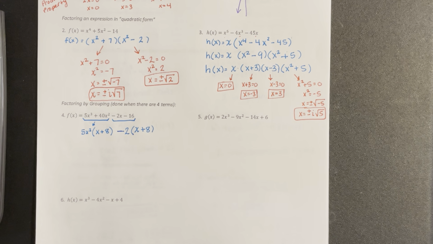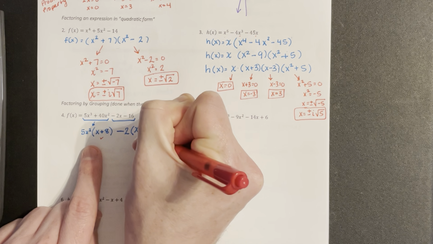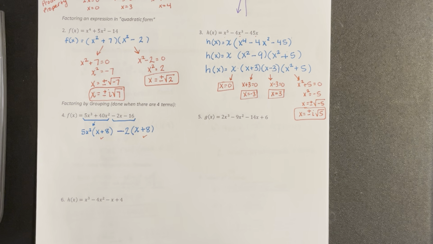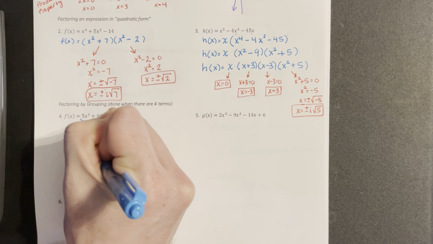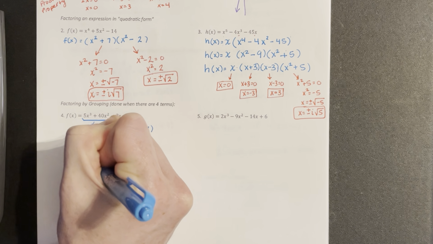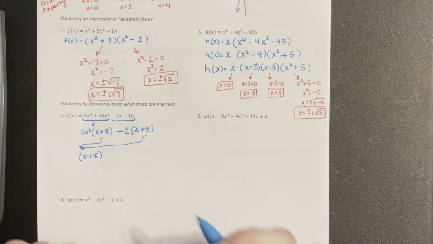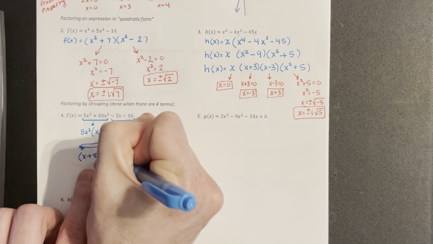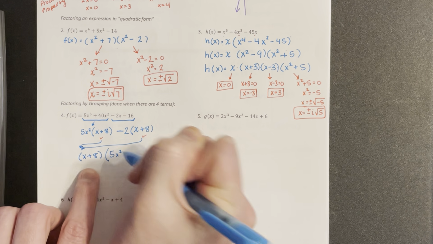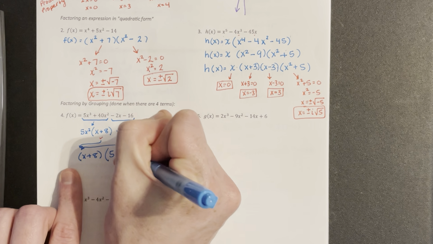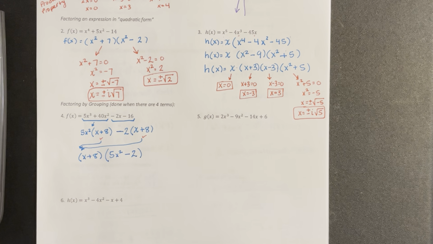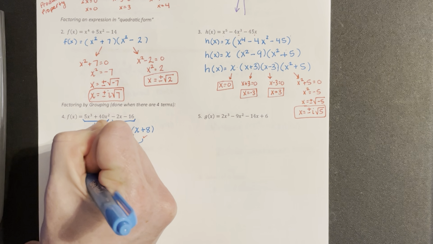Something to notice is that both of these terms have an x plus 8. That's important. We needed those to match because what I can do is factor this out as a GCF. If I take an x plus 8 out of this term, I have a 5x squared left. If I take an x plus 8 out of the second group, I have a minus 2 left. This is a factoring by grouping for our function.